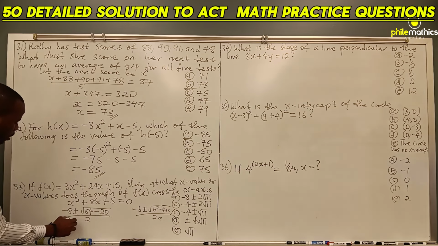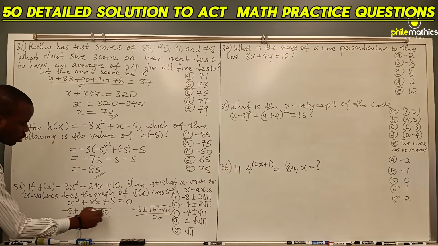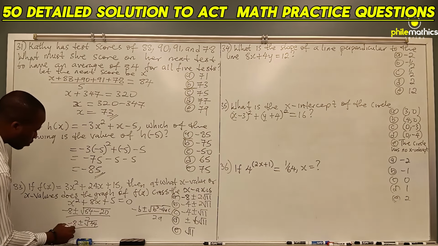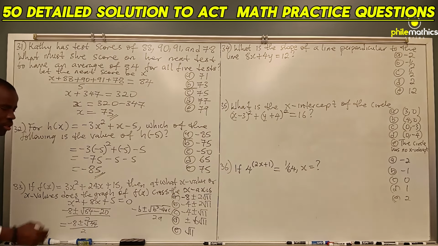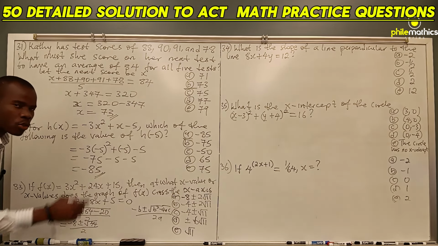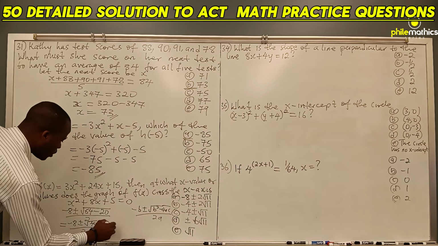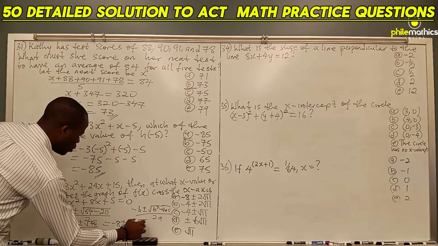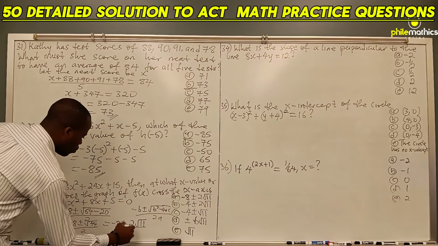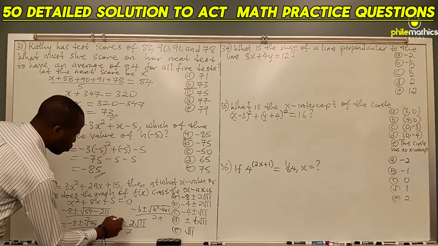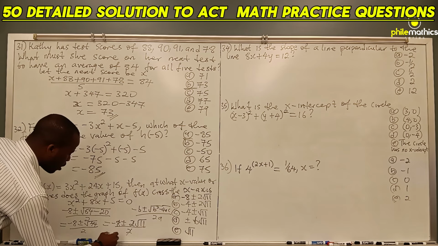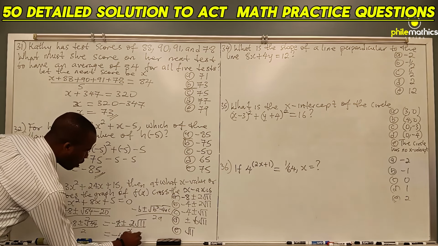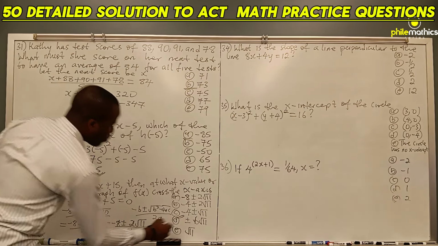So this is minus 8 plus or minus square root of 64 minus 20, which is 44, over 2. I can put 44 as 4 times 11, and square root of 4 is 2. So this is minus 8 plus or minus 2 root 11 over 2. So 2 can cancel. So my answer is minus 4 plus or minus root 11, which is C.